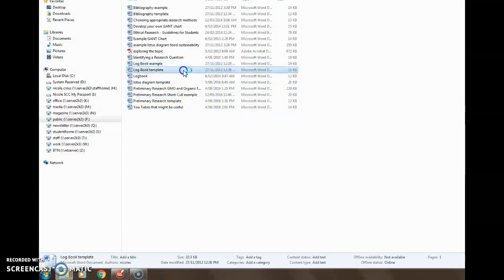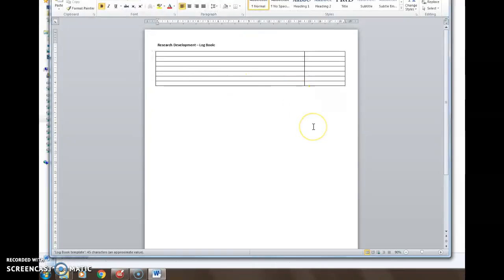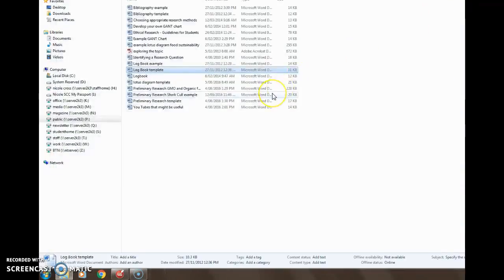That's the logbook example. There's a template, but it's very, very basic. It's a table, guys. You can make a table. You can fill that in yourself.